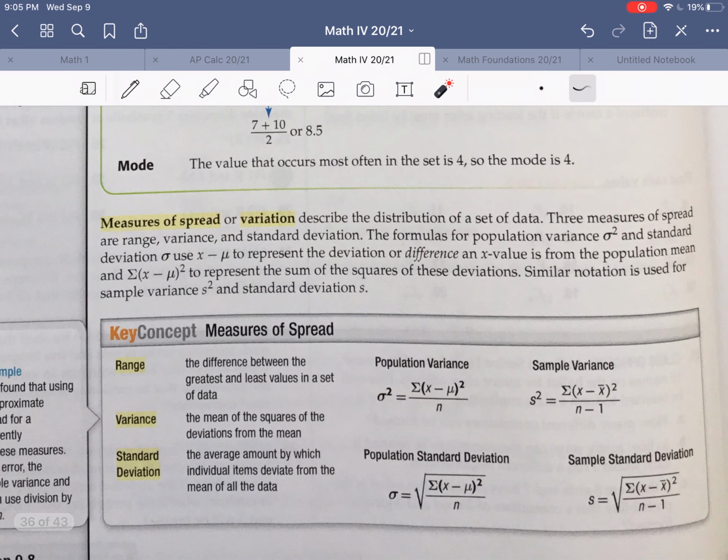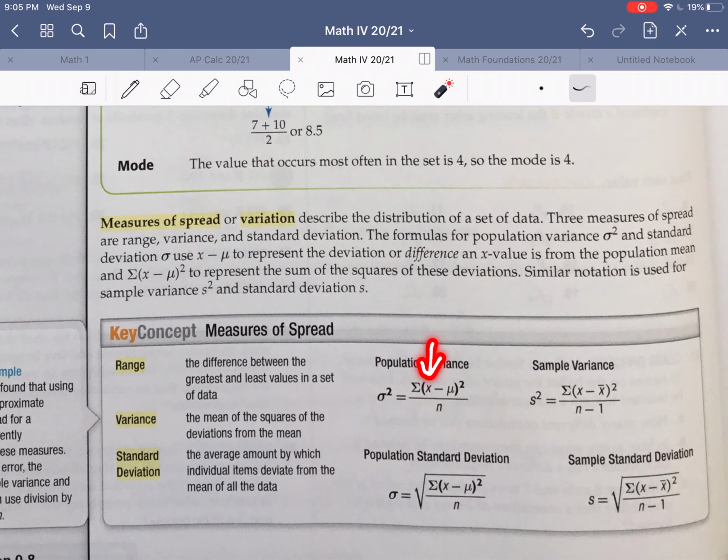So a couple of these measures of spread. The first one is range. That's literally just the biggest number minus the smallest number, and that tells you how far apart the biggest and smallest numbers are. Now, variance, and I think that's a delta squared, or just s squared. Your variance is equal to the sum of the deviations from the mean, and deviation just means how far off of the mean we are.